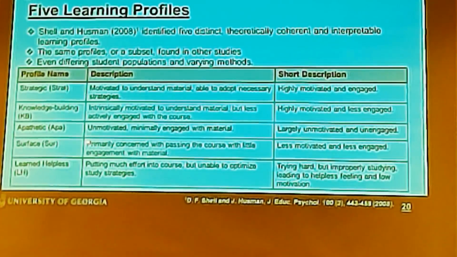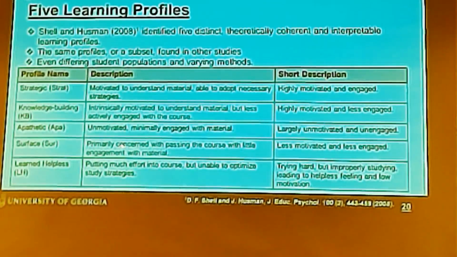Next is an apathetic student, so that's the quote-unquote poor student. They seem unmotivated, they're minimally engaged with the material, so they're not trying very hard, they don't think physics is important. This leads to them struggling, but they're not trying to adjust their study strategies in order to do better.